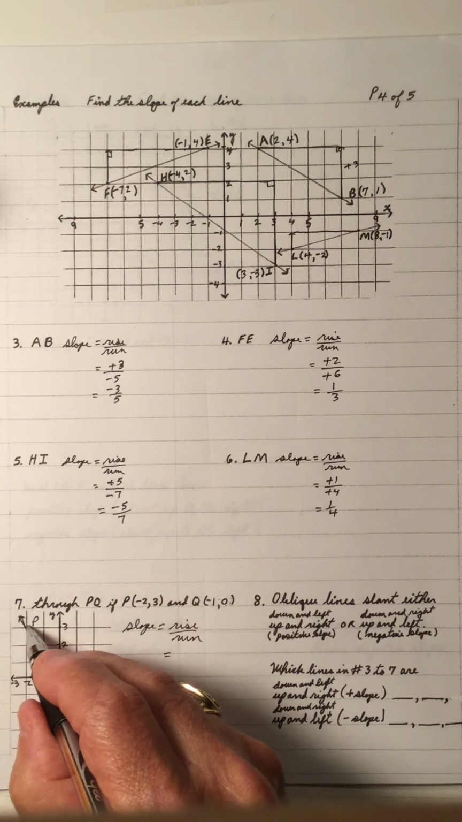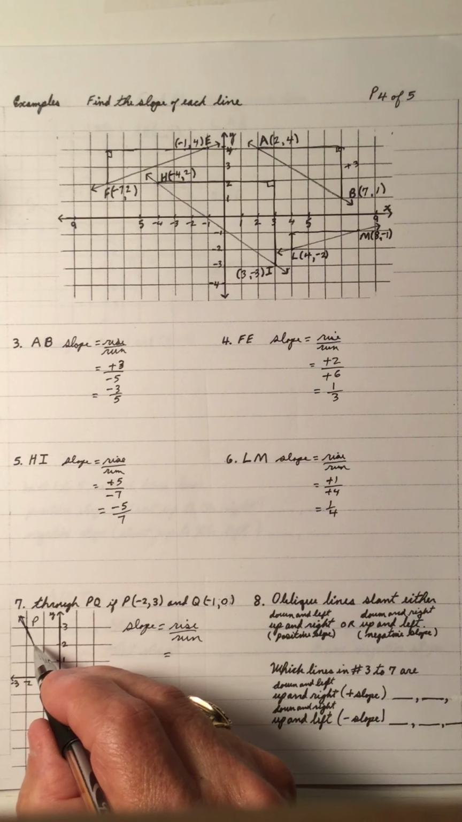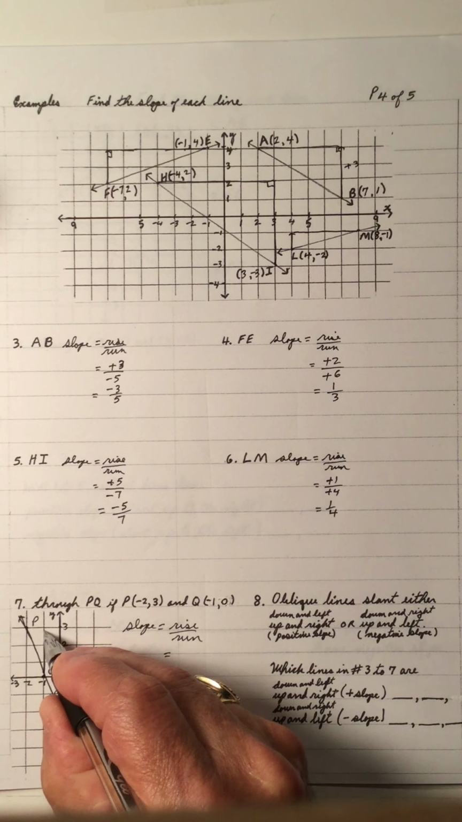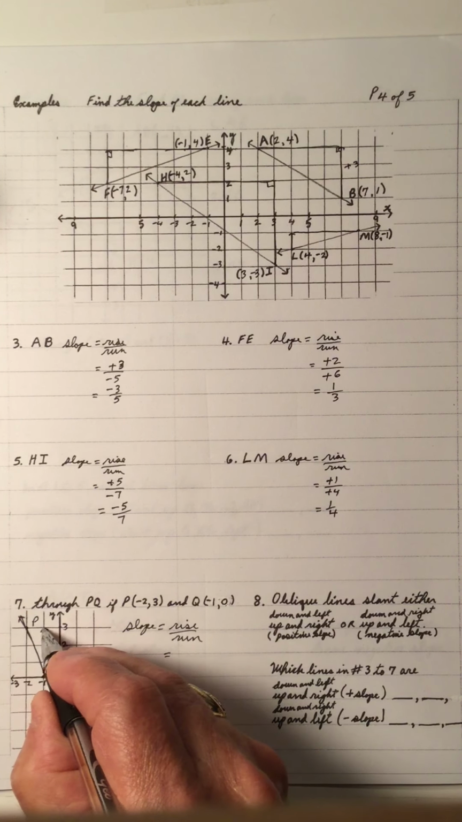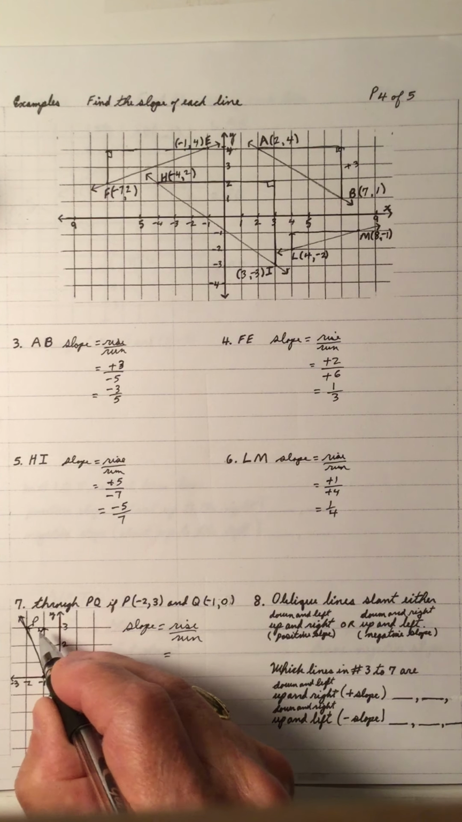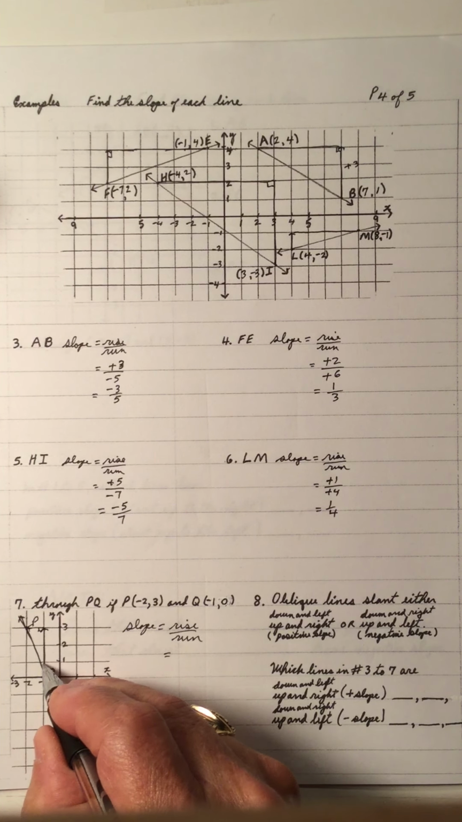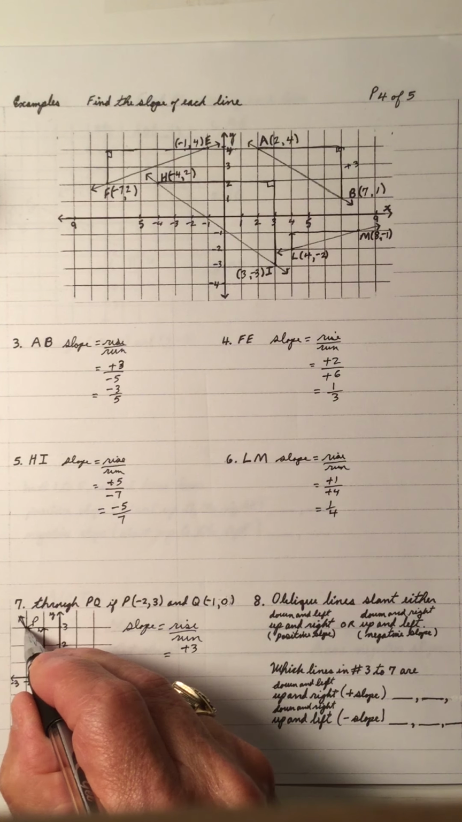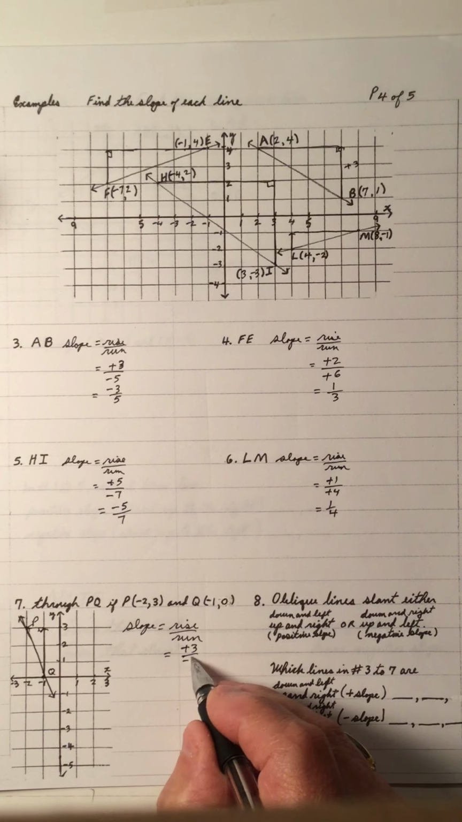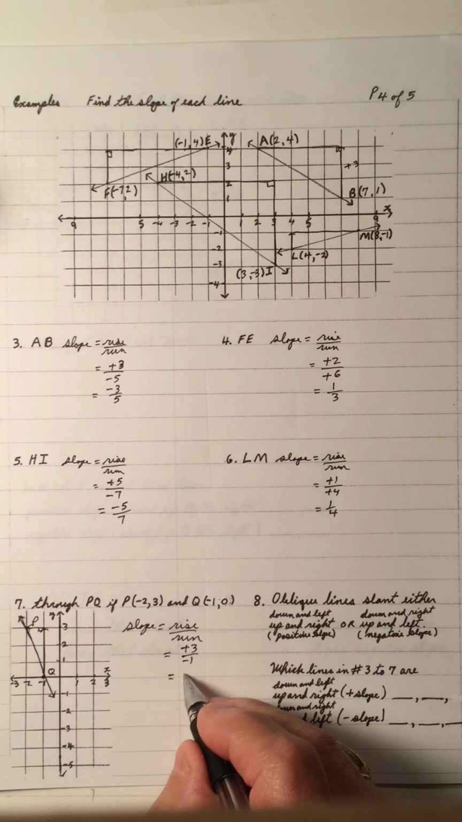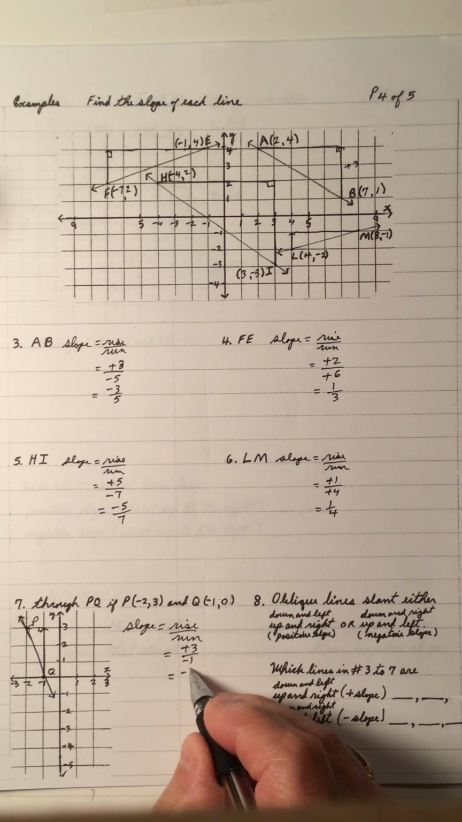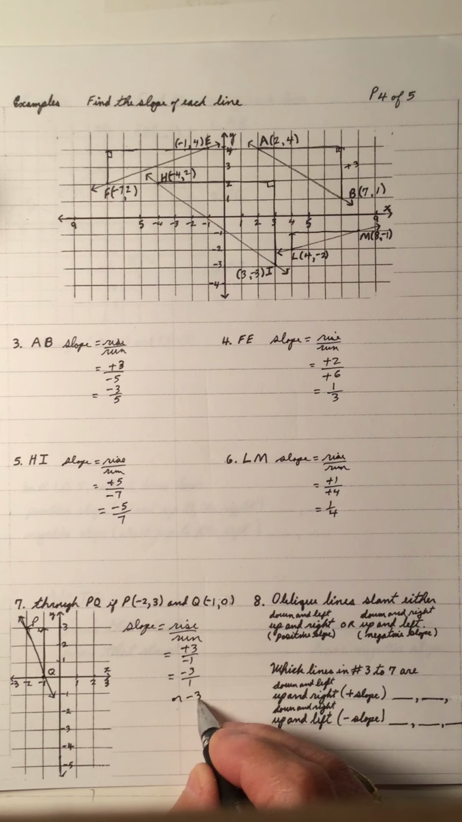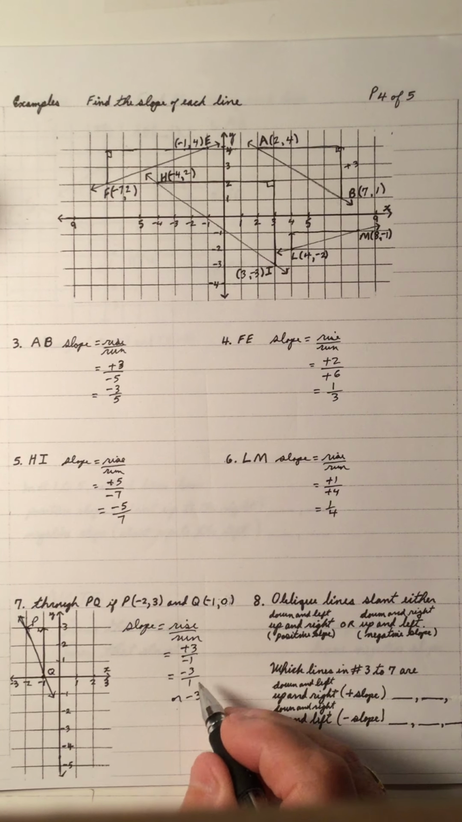Here we go. And I need to go from P to Q, but I need to go up. I always go up, and then I go left or right. Okay, there's the right angle. So the rise is 1, 2, 3. So the rise is plus 3. And the run is to the left, so it's a minus 1. And that becomes negative 3 over 1, or we can just say negative 3. Remember, if I say negative 3, it's understood to be over 1.